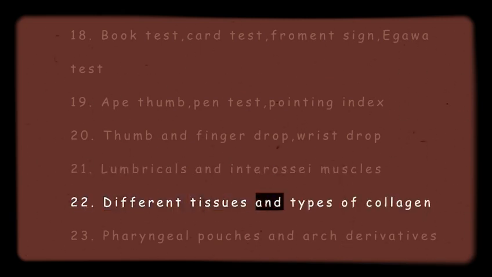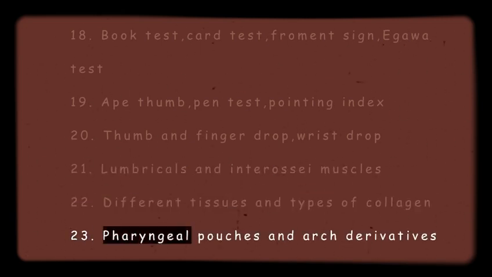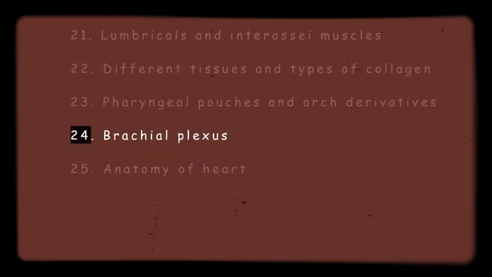22. Different tissues and types of collagen. 23. Pharyngeal pouches and arch derivatives. 24. Brachial plexus. 25. Anatomy of heart.